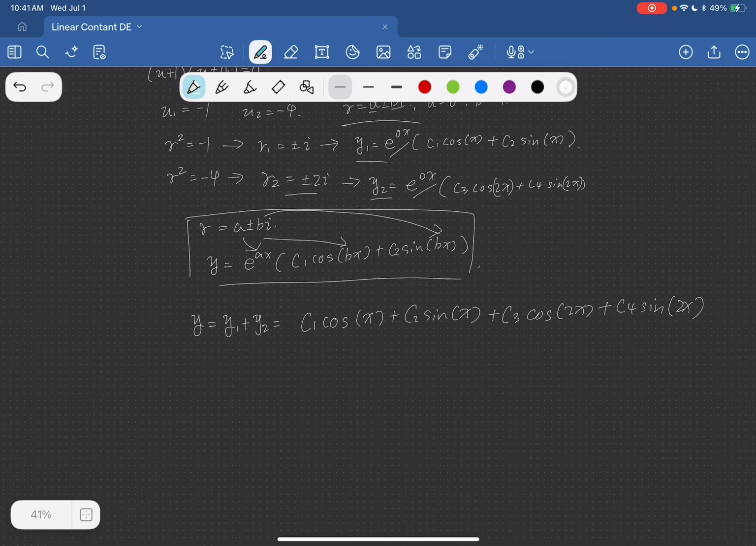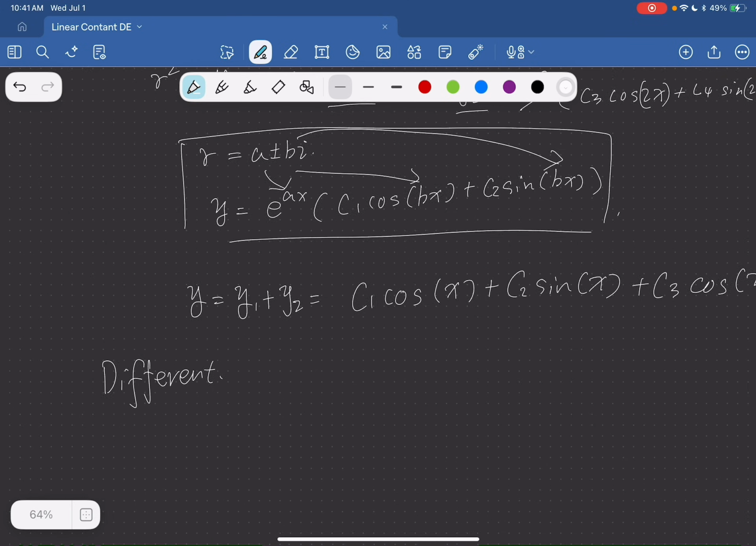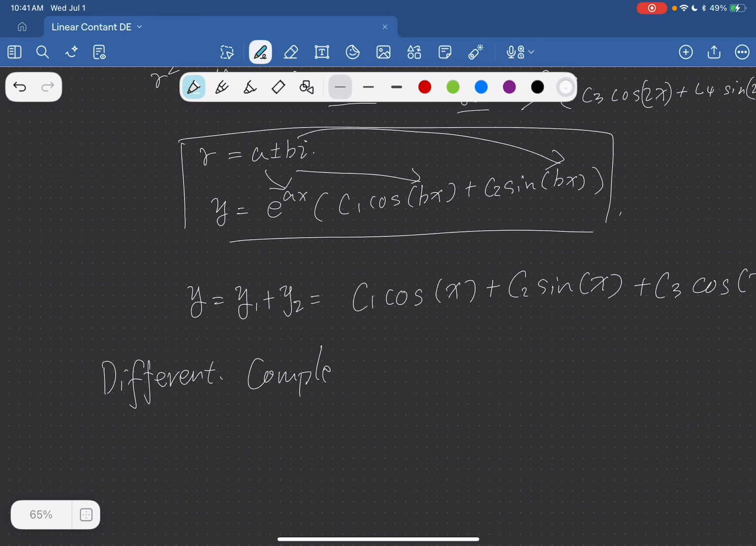And the last scenario is we have different complex roots. So pretty similar to the first case which we mentioned. If they are different, you don't need to multiply the variable in front of the solutions. You just add them together.